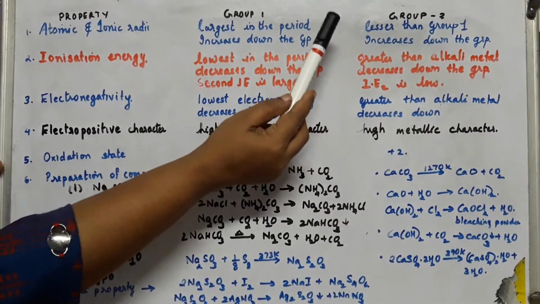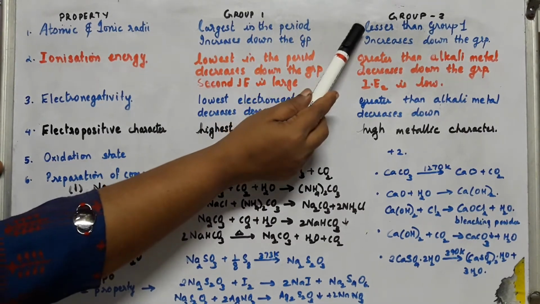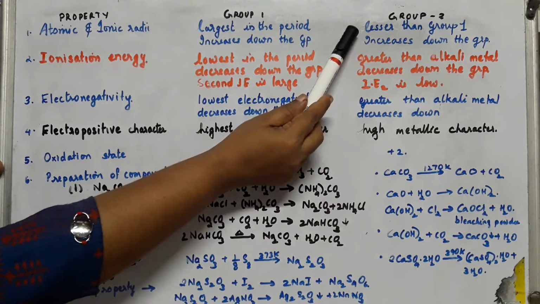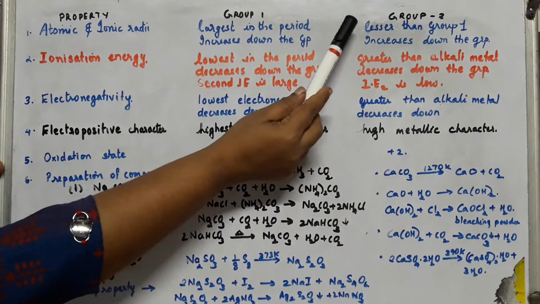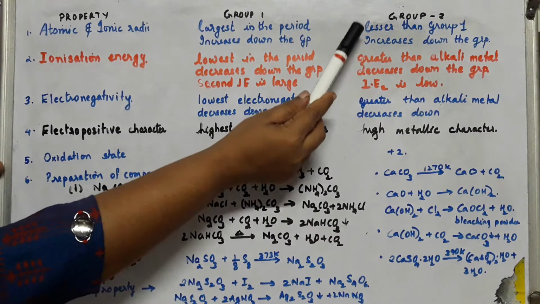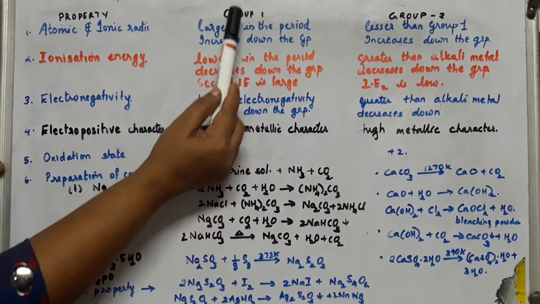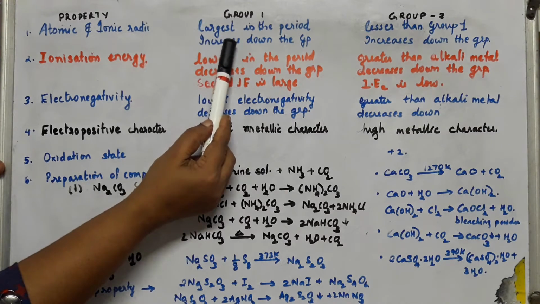The reason for that is, when we move from group 1 to group 2, atomic radii decreases because of an increase in nuclear charge due to the addition of one more electron in the same shell. Now, when we move down the group in group 1, the atomic and ionic radii increase.